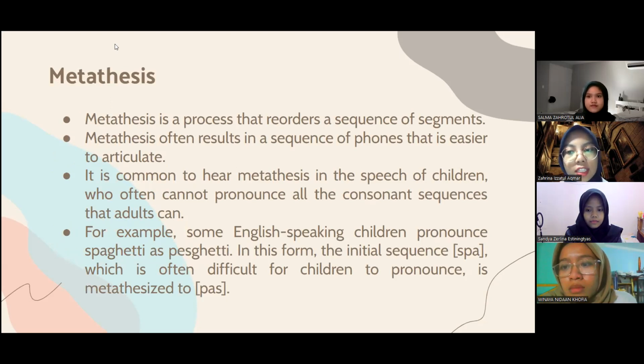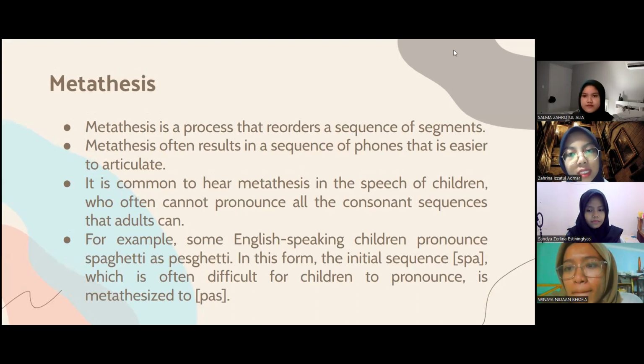Thank you, Salma. So the next one is metathesis. Metathesis is a process that reorders a sequence of segments. Metathesis often results in a sequence of sounds that is easier to articulate. It is common to hear metathesis in the speech of children who often cannot pronounce all the consonant sequences that adults can. For example, some English-speaking children pronounce spaghetti as pasghetti. In this form, the initial sequence spa, which is often difficult for children to pronounce, is metathesized to pas.